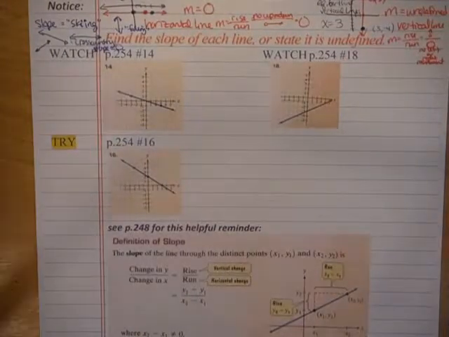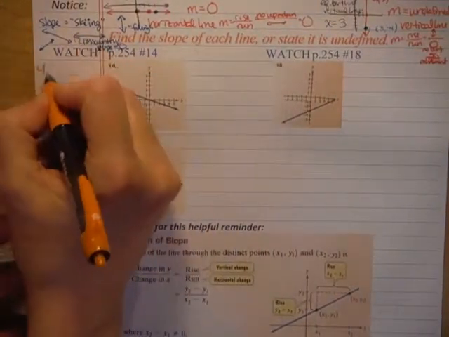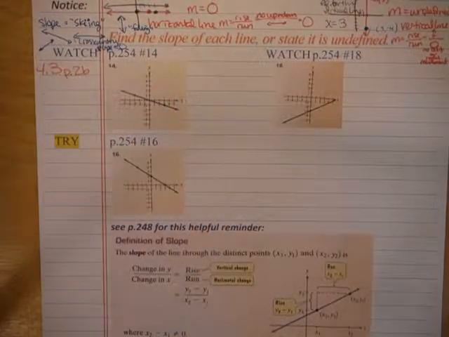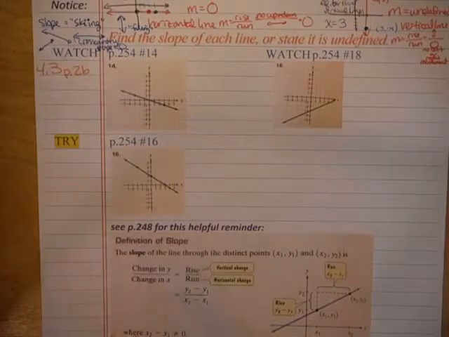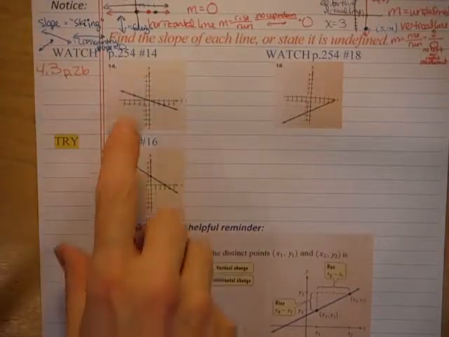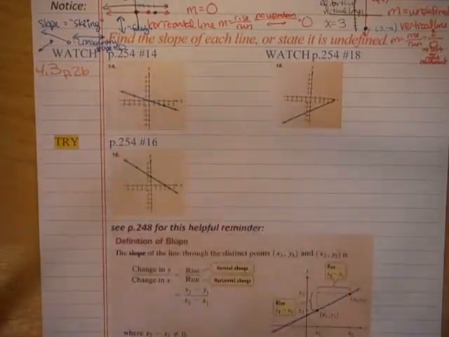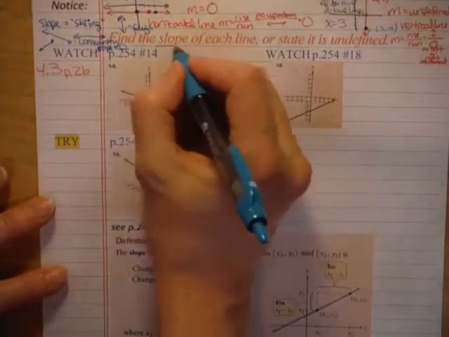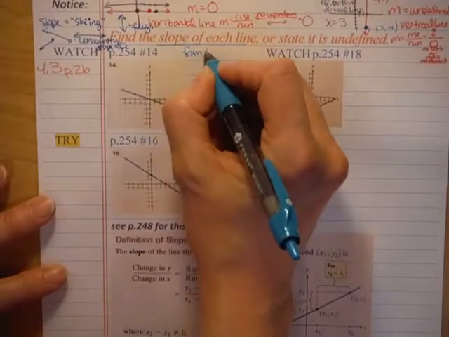All right, here we are at the bottom of page 2. We're in 4.3, page 2b, and the next set of problems. After you've been given 2 points and you have to find the slope, now you're going to be given the graph and you have to find the slope from there. So we're going to find the slope of each line from the graph.